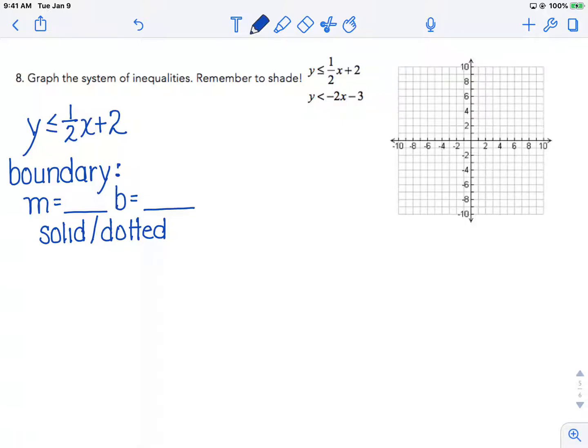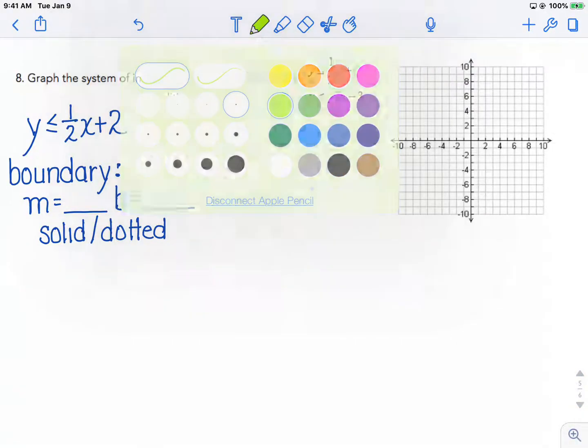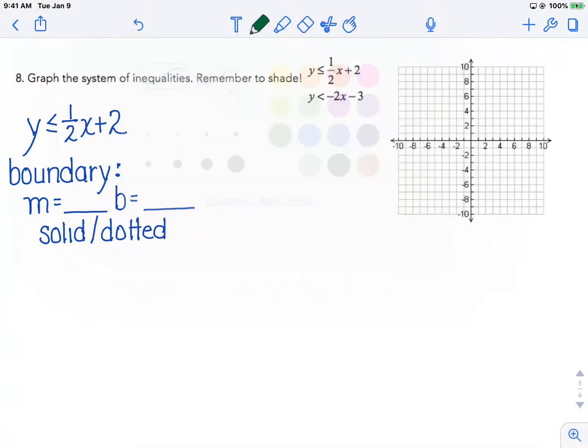So for this first one, the boundary, I can already tell, looking at my slope and my y-intercept, that I can read from it that the slope for its boundary line should be half, which means I'd go up 1, right, slope, and forwards 2, and the b value's 2. And since I can see that it's less than or equal to, that means the equals part counts, therefore I would graph this one solid.